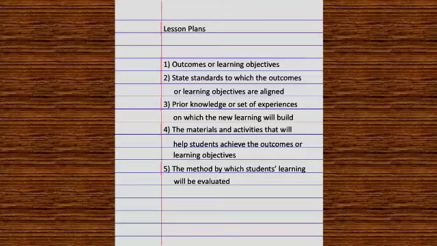Without going into a lot of detail, we can presume that almost any lesson plan will specify 1. Outcomes or learning objectives. 2. The state standards to which the outcomes or learning objectives are aligned. 3. The prior knowledge or set of experiences on which the new learning will build. 4. The activities and materials that will help students achieve the outcomes or learning objectives. And 5. The method by which students' learning will be evaluated.